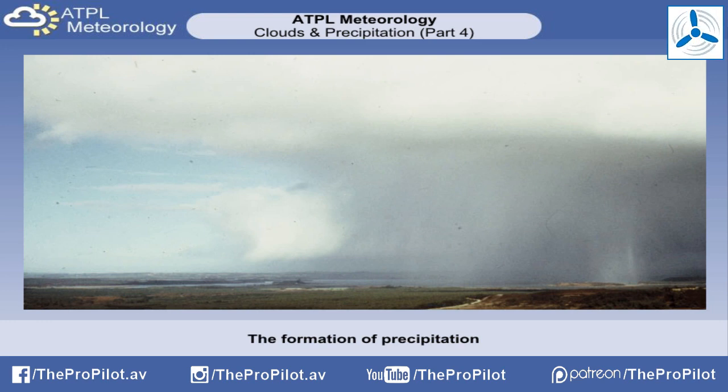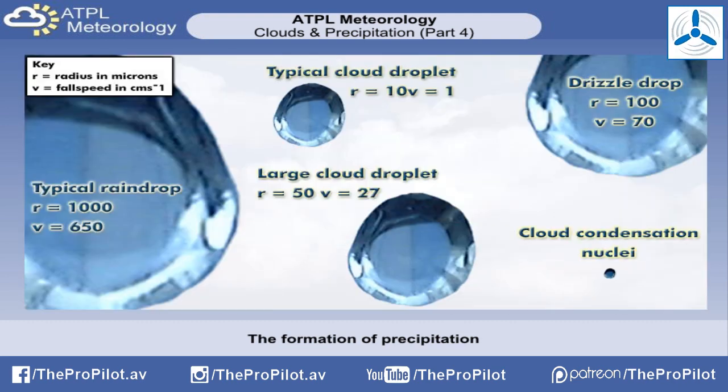Well, we need cloud condensation nuclei, but these are usually fairly abundant. Cloud is made up of water droplets, ice particles, or both. The fall speed of these is negligible. Only by growth can precipitation be produced. Look at the respective sizes of cloud droplets, drizzle, and raindrops in this diagram.